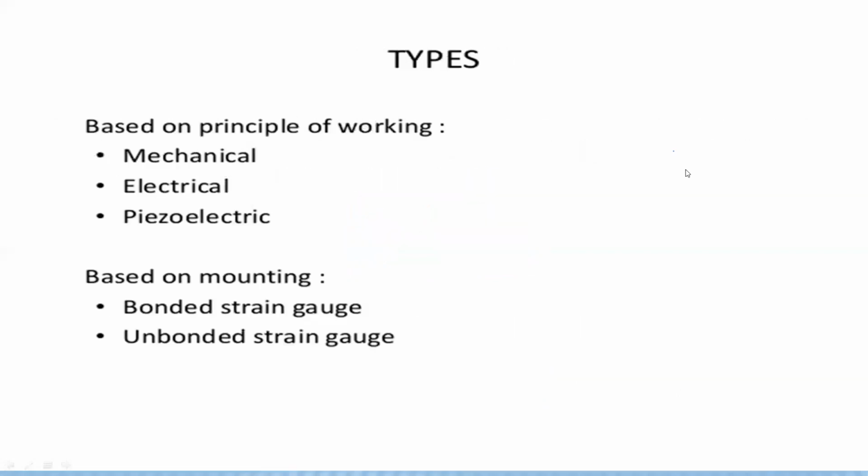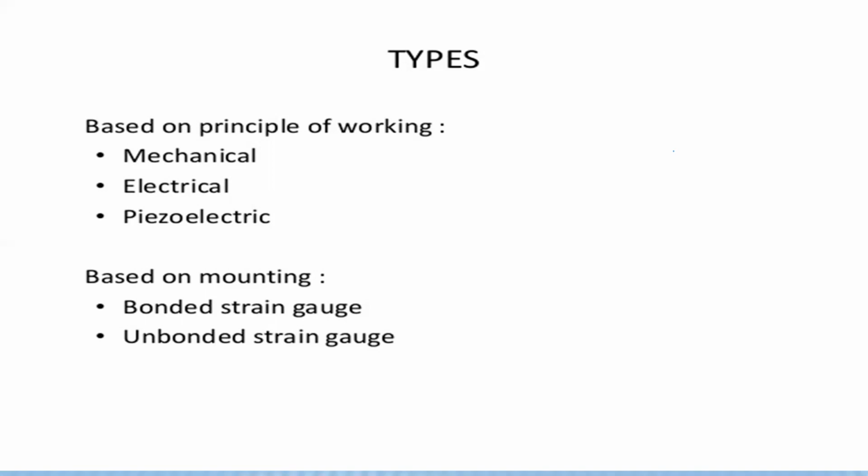Next, what are the different types of strain gauges used in different conditions? What are the basic steps to be followed to measure strain in different areas? The methods of these strain gauges are based upon the principle of working, so when the principle of working changes, the strain gauge also changes.